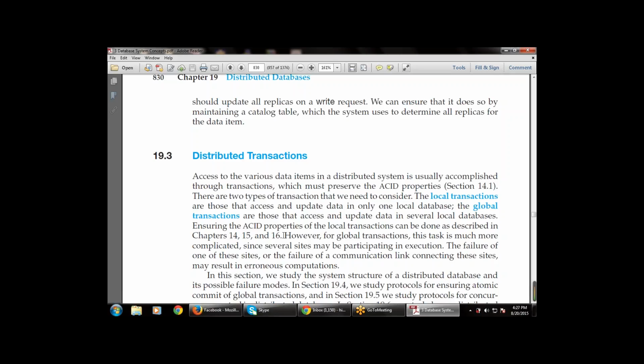Local transactions access and update data in only one local database. That is, there is only one local database, and the transactions will access and update data in that local database system. And global transactions are those that access and update data in several local databases. Local means only one database, where any access or update happens in the local transaction, and global means the same data will be available in the global transactions.